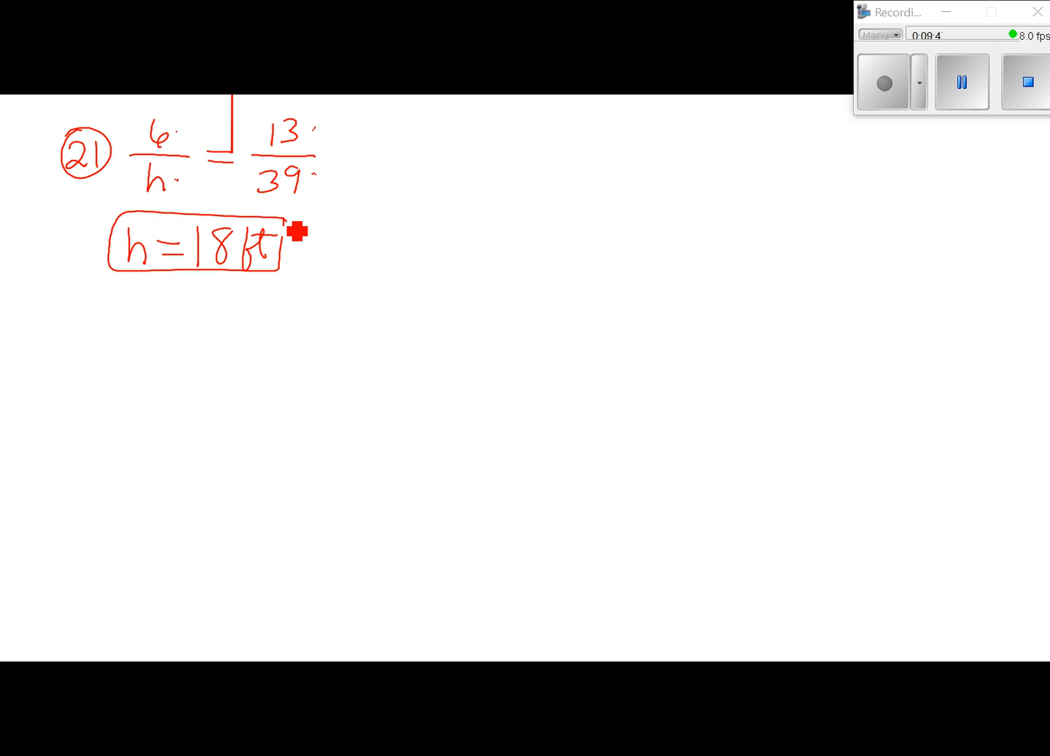If that confused you, then you cross multiply and you get 13H equals, we cross multiply this way and you get 6 times 39, which is 234. And then you divide both sides by 13. And when you divide that by 13, you end up with 18. Same answer. So some of them, if you can see it just by looking at it, then do it.